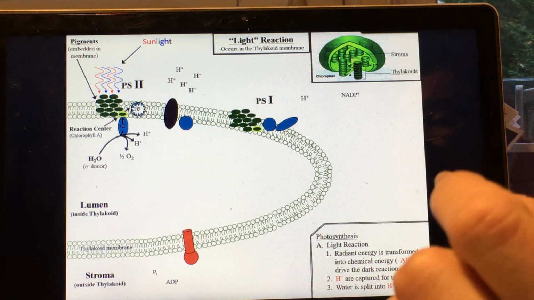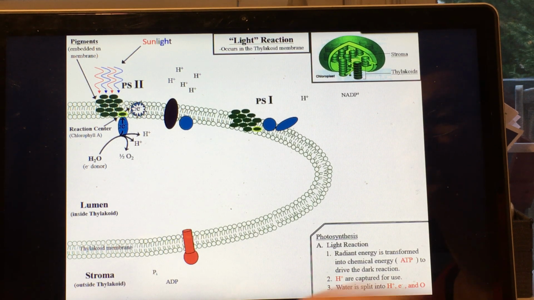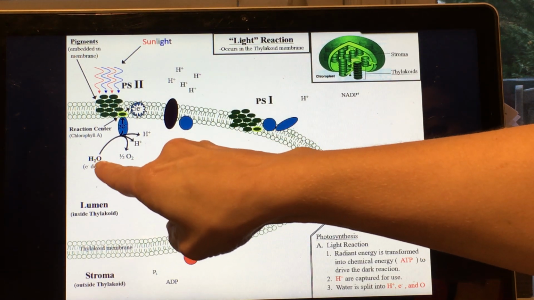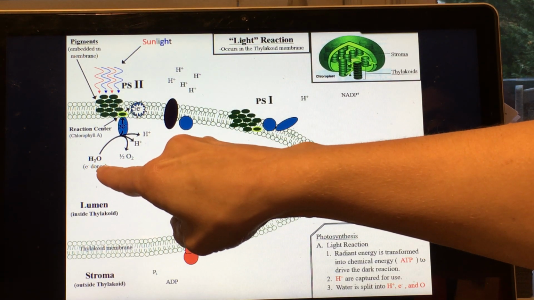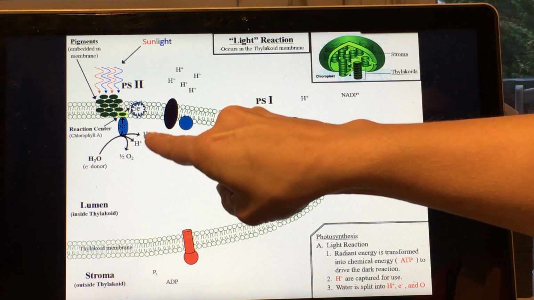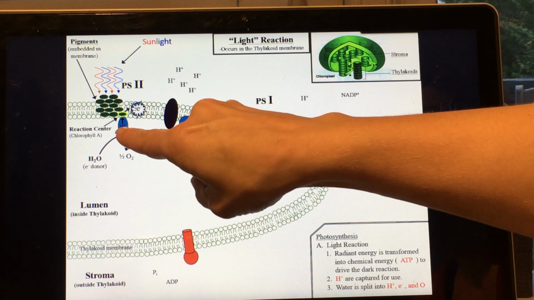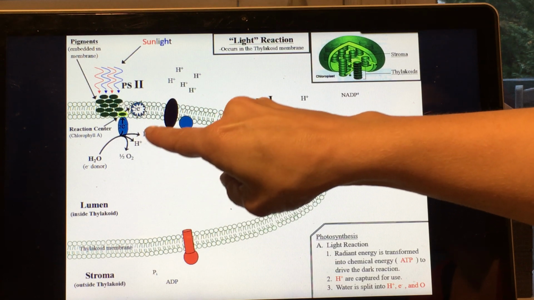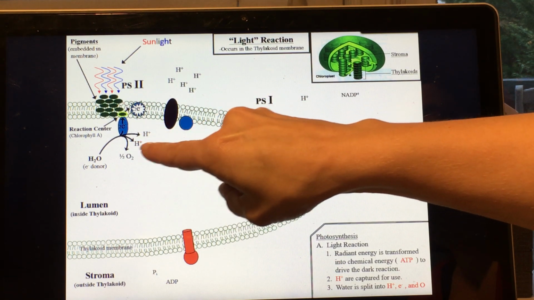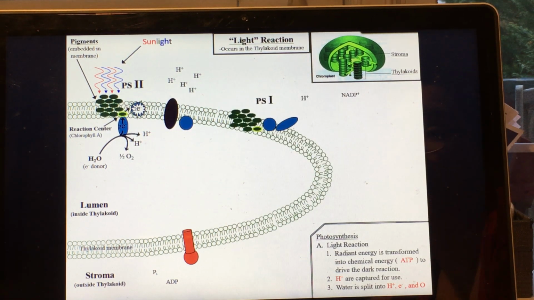But those electrons have to be replaced because a chlorophyll molecule can't keep losing electrons over and over again. It's harder to remove more and more electrons, so they have to be replaced. So what replaces them is this enzyme that actually pulls electrons from the hydrogen atoms in a water molecule. So if you look here, it says H2O, electron donor. And the reason that you get hydrogen ions is because you're pulling 2 electrons, one from each hydrogen atom, which leaves them as ions, H+ ions.